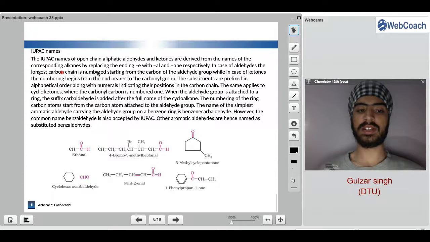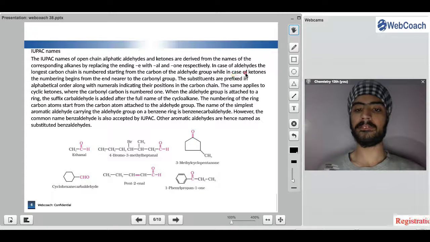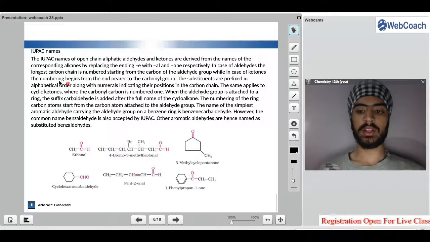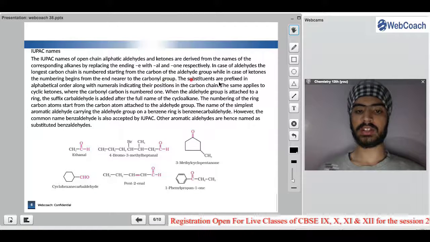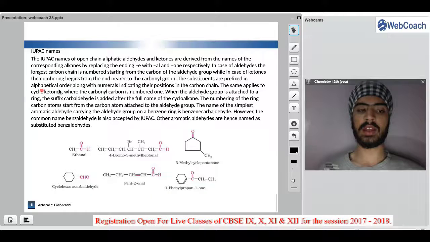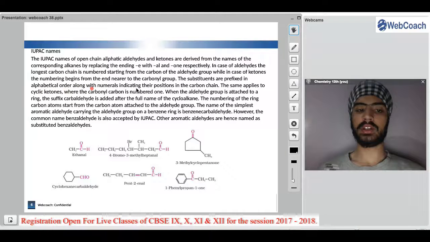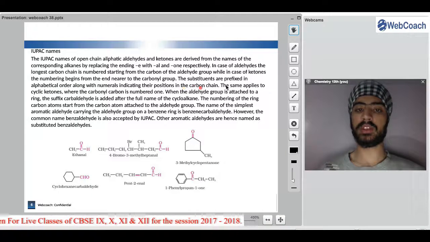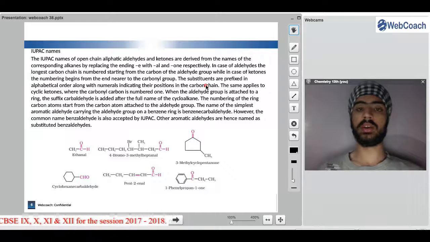In case of aldehydes, the longest carbon chain is numbered starting from the carbon of the aldehydic group, while in case of ketones, the numbering begins from the end nearer to the carbonyl group. The substituents are prefixed in alphabetical order along with the numeral indicating the position in the carbon chain.